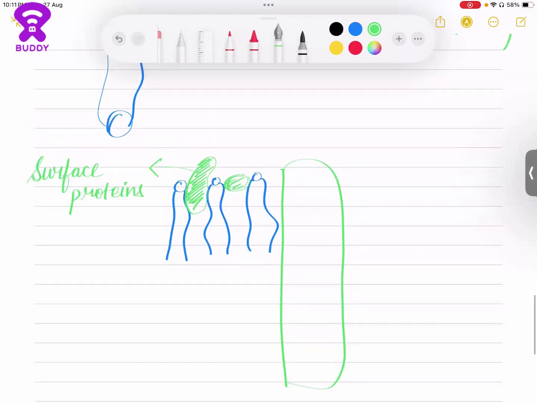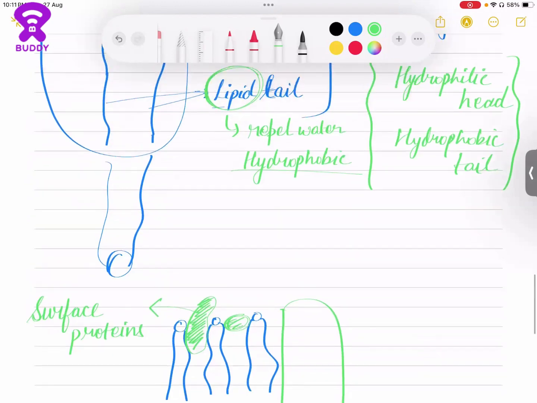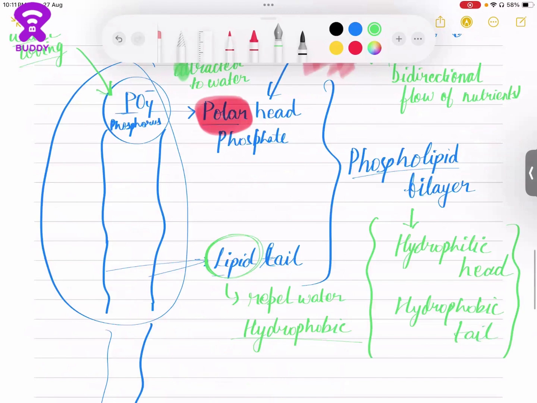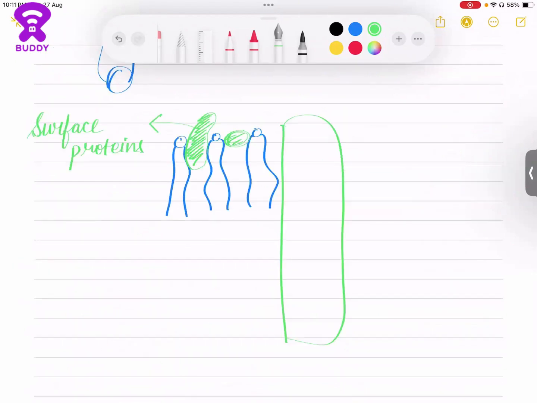So if you forget this name, structural protein, you can also name it surface proteins, because that's easy to remember. It's present on the surface, so we are calling them surface proteins.